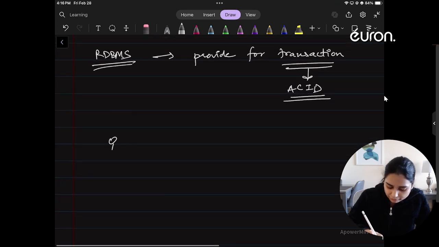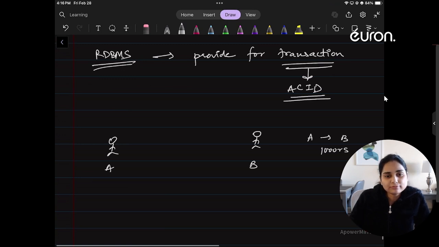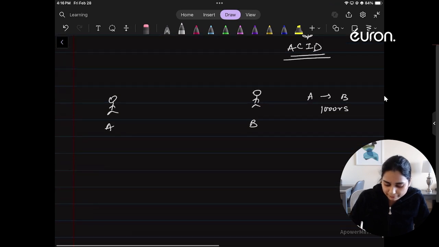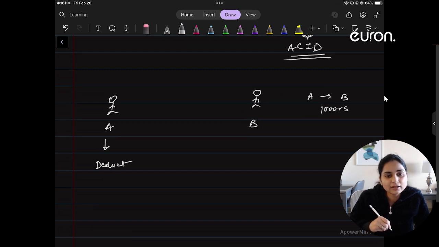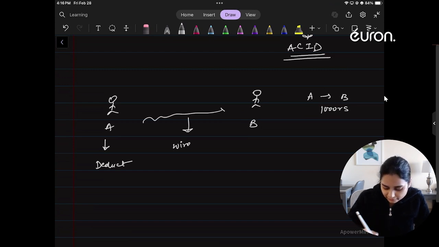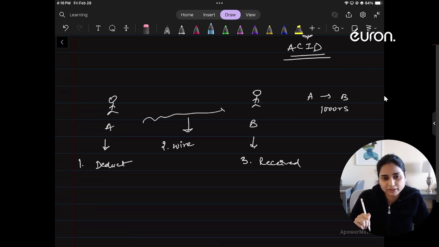Let us say we have two persons. Person A wants to send person B 1,000 rupees. What are the steps which are going to happen here? The first one is that the money will get deducted here. After that, we make use of the wire. This is the first step, this is the second. The third one is that the money is received here.